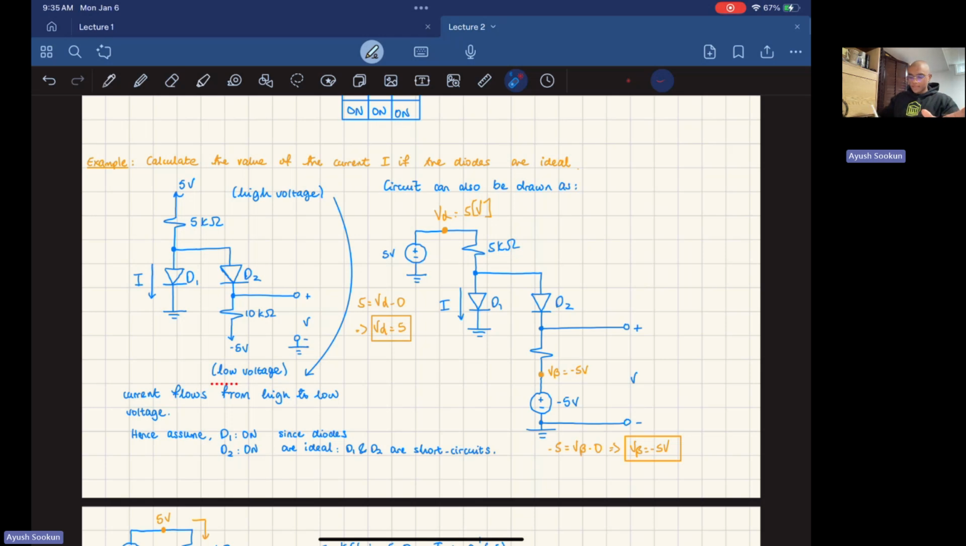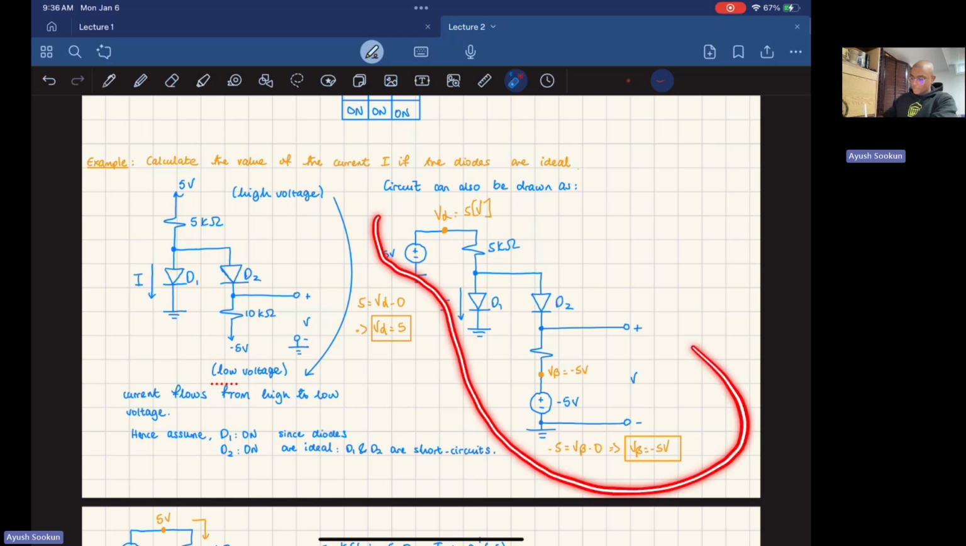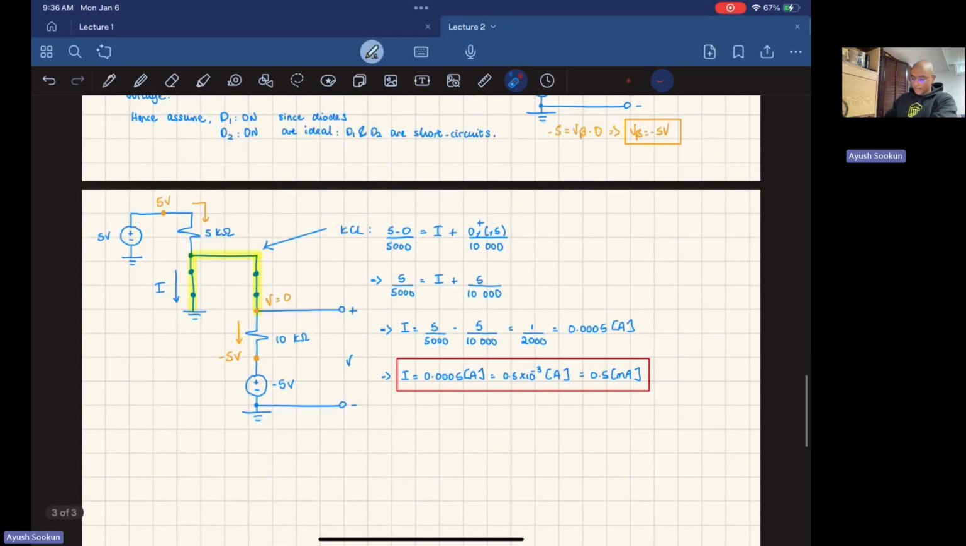But now, if you look over here, you sort of have a current flowing down, and this one has to be on. So the other current naturally has to flow down, because this is high and this is low. That's another way to see things. So that's why I made the assumption that D1 is on and D2 is on. And since both diodes are ideal, D1 and D2 are short circuits. So what I'll do is I'll redraw this circuit right here by replacing these diodes with short circuits. So this is what I have now.